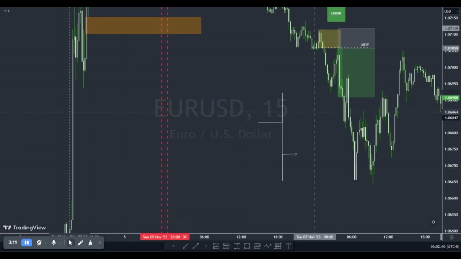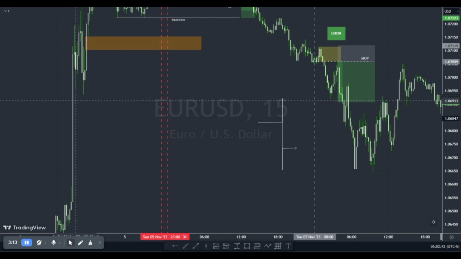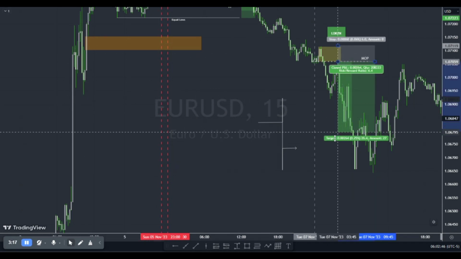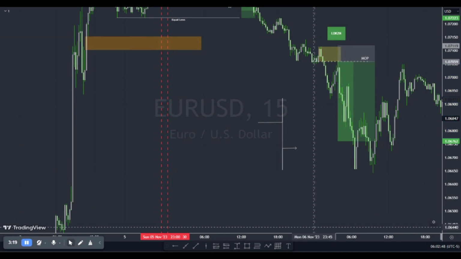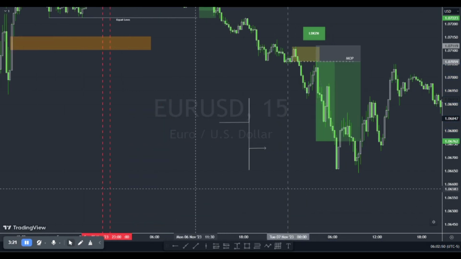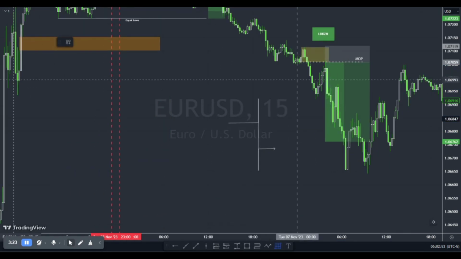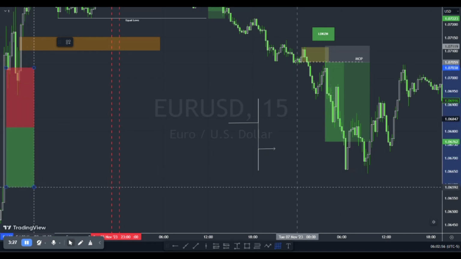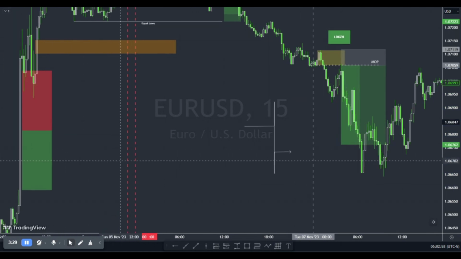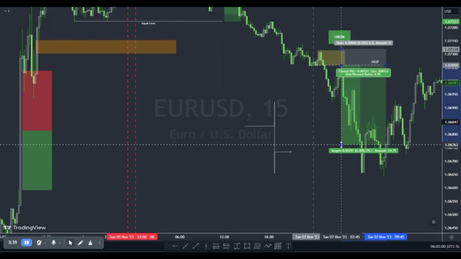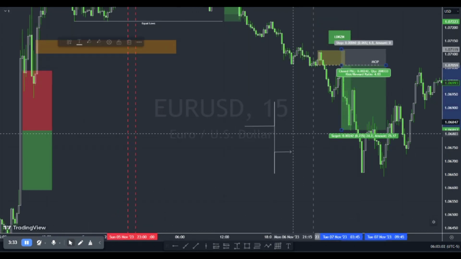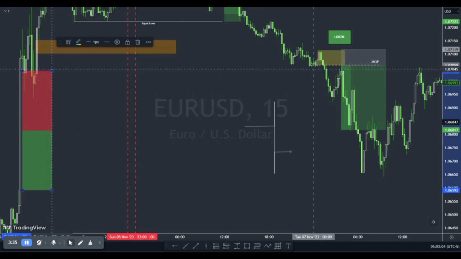Remember, this liquidity void, we expect it to get filled up, but we don't know when. We can target the midpoint as I marked out before. This is the midpoint of the liquidity void. Midpoint right here. Okay, let's take this off.